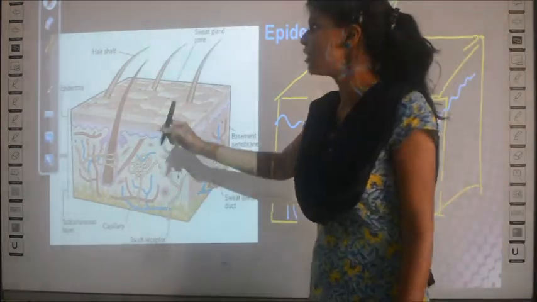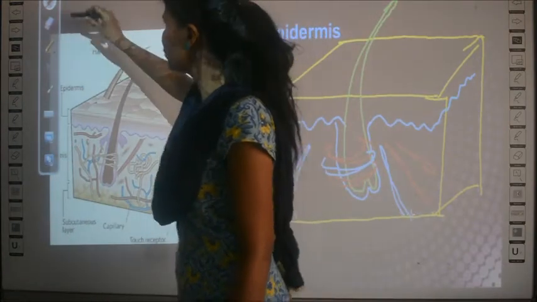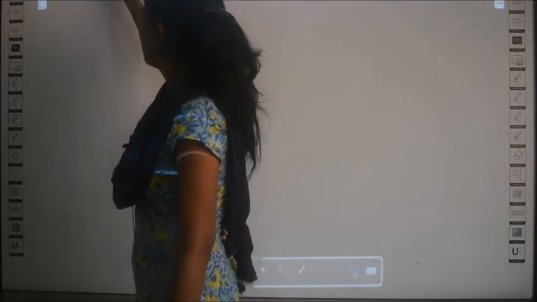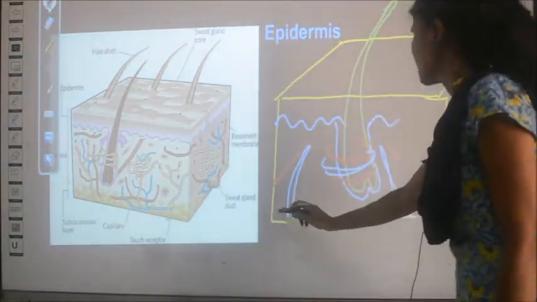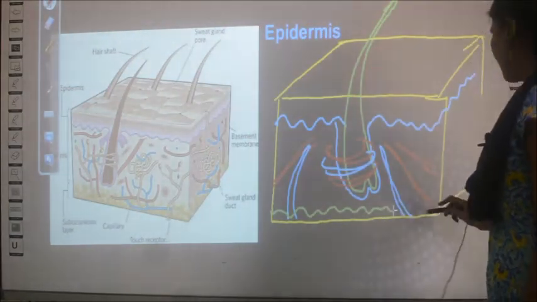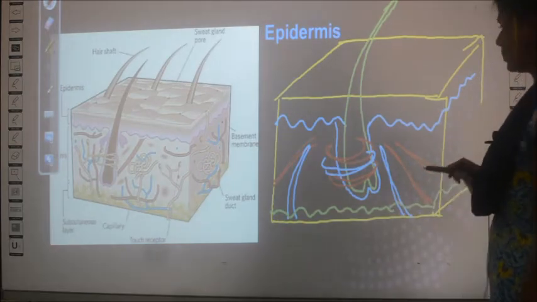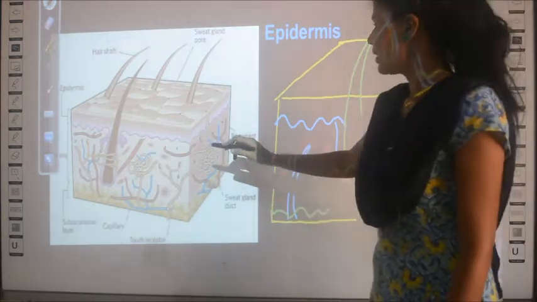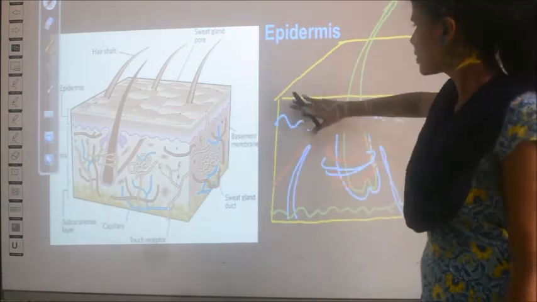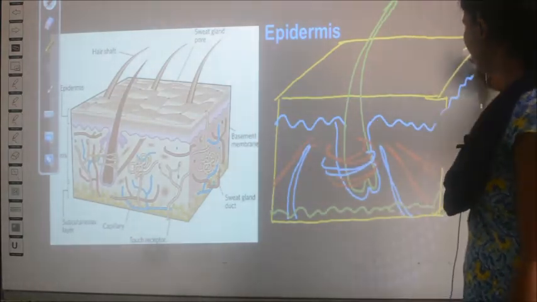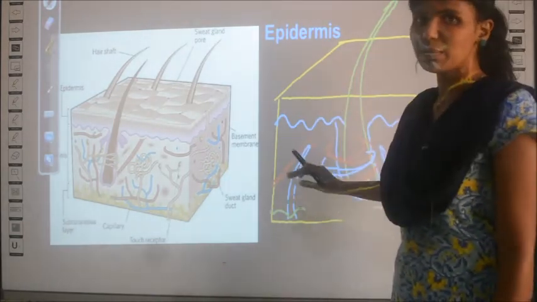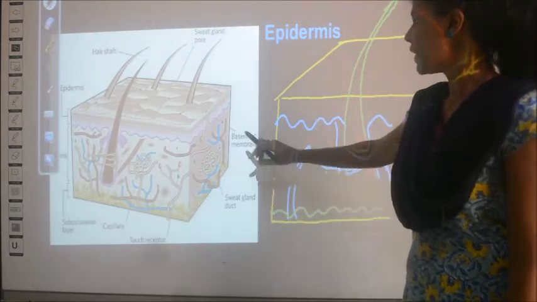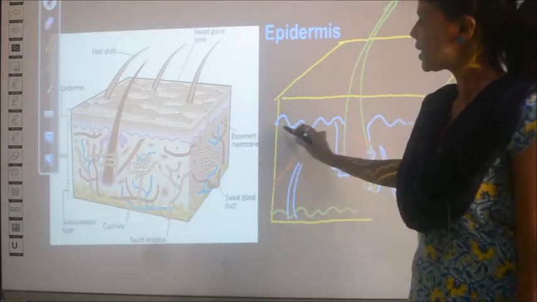See, below the dermal layer you have one more layer. What is that called? Subcutaneous layer. Let's mark that with the green color. So you have the subcutaneous layer below. And there is something called the basement membrane. Actually this portion is all epidermal layer, but this partition, this blue line which separates the epidermal and dermal layer, is called the basement membrane.